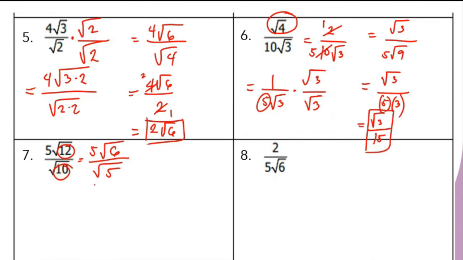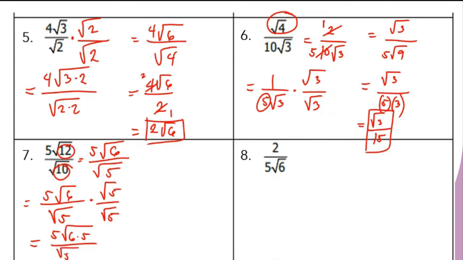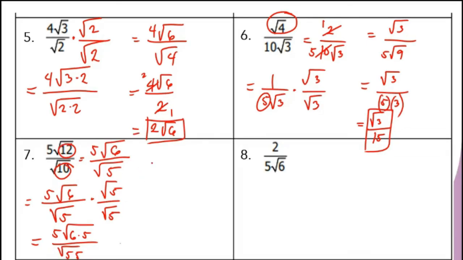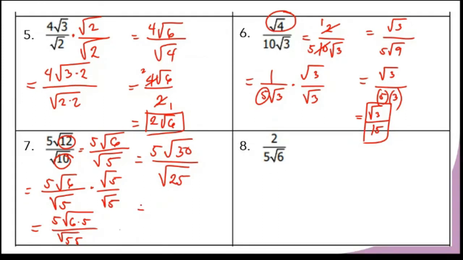We can no longer simplify it further, but we will rationalize the denominator. So we will multiply both the numerator and the denominator by square root of 5. So you will have 5 square root of 6 times 5 all over square root of 5 times 5, or 5 square root of 30 all over square root of 25. Simplifying further, you will have 5 square root of 30 all over 5.